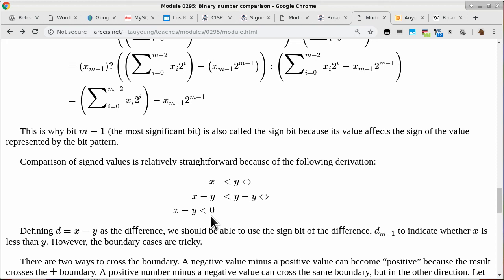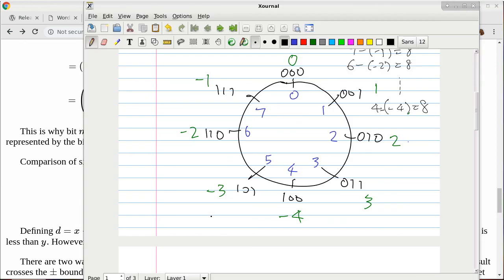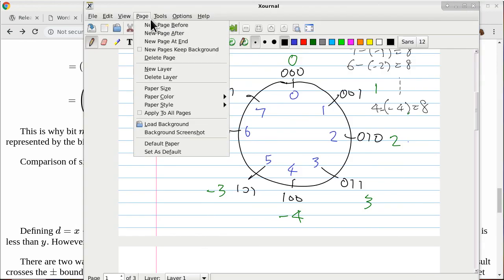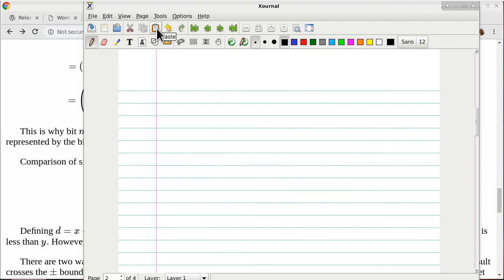We do the subtraction. We look at the sign bit of the difference. If it is a 1, then x is less than y. Done. Seems pretty easy, right? So we'll put it to a test. We'll test it out and see whether it works or not. Okay, so we'll pick some values from the number wheel from before. We'll pick 1 and 2.